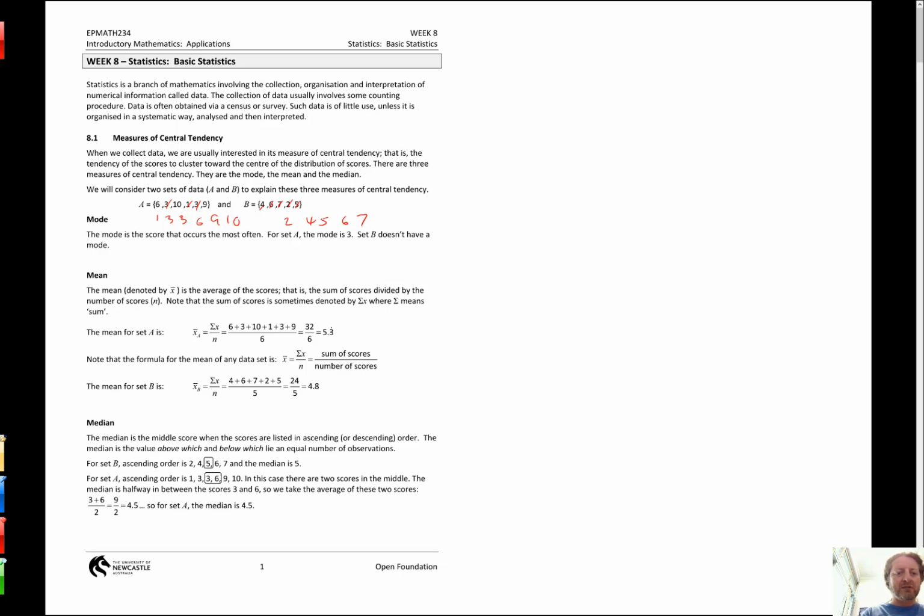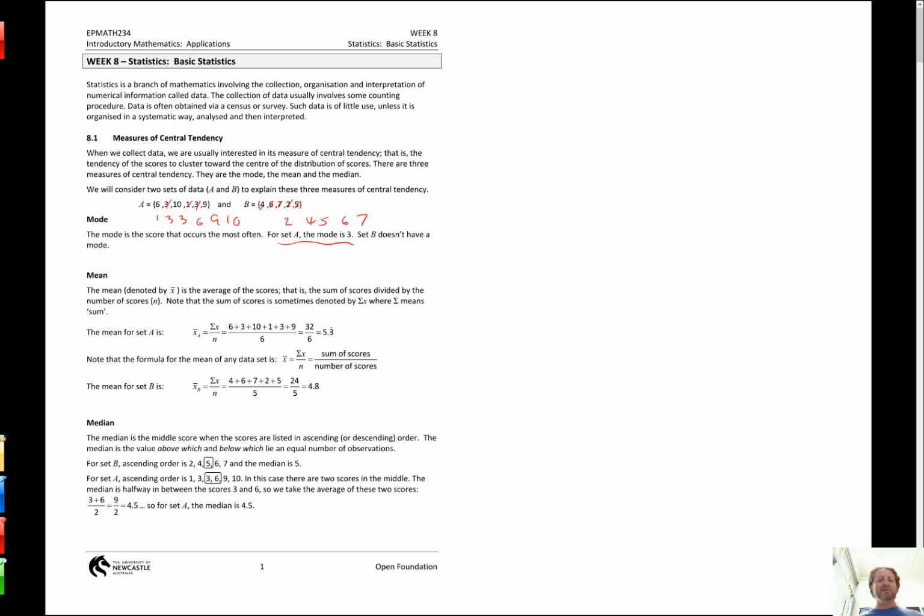It's clear that 3s are the only ones that happen twice. So the mode of set A is 3, as it says here. The mode is 3 because it happened most often. It happened twice, but that doesn't make the mode 2. It's just asking what number happened the most. Okay, it was 3. Set B doesn't have a mode because no number came up more often than others.